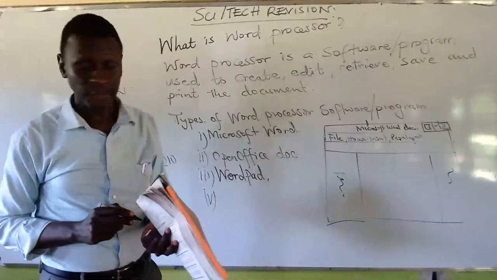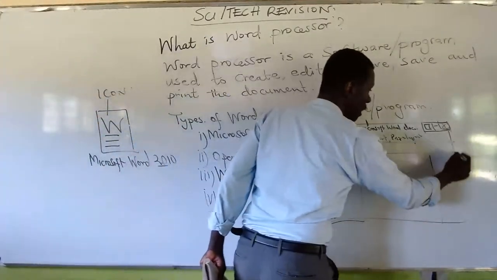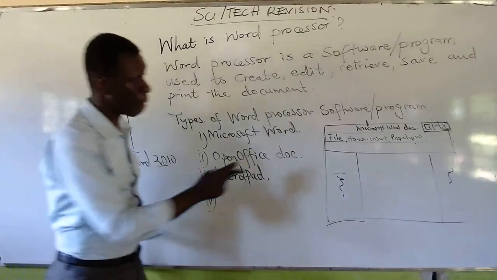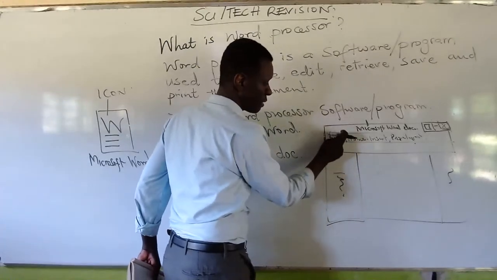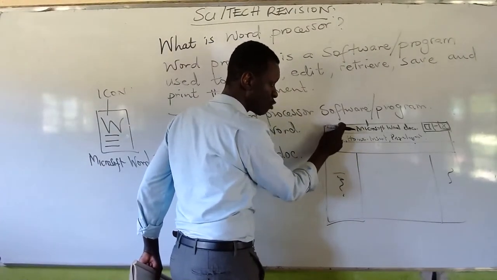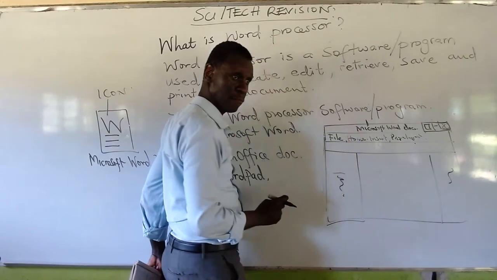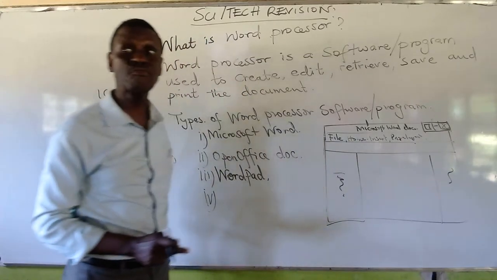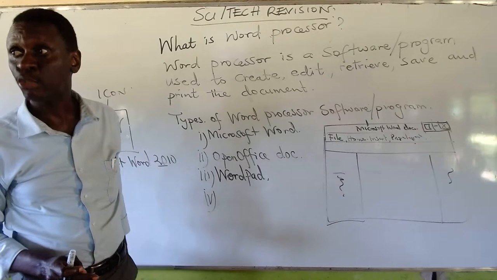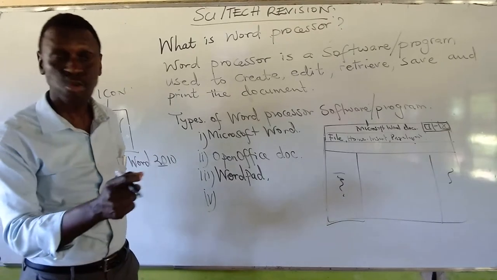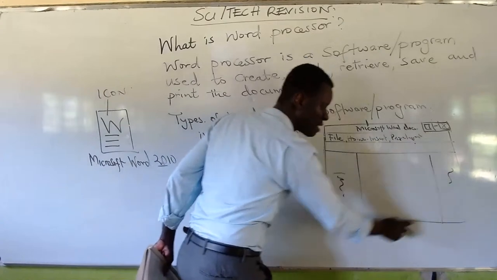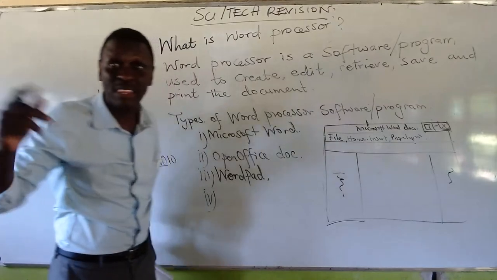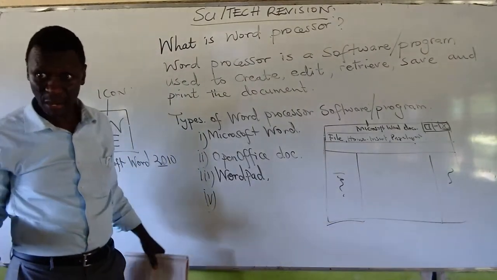Remember the ribbon? This ribbon is another toolbar. These are called bars. This is the title bar, this is the menu bar, and this ribbon is also a bar. Sometimes we call it a toolbar. Remember, this is a word processing program, so you find tools here to deal with different things. Those are tools.